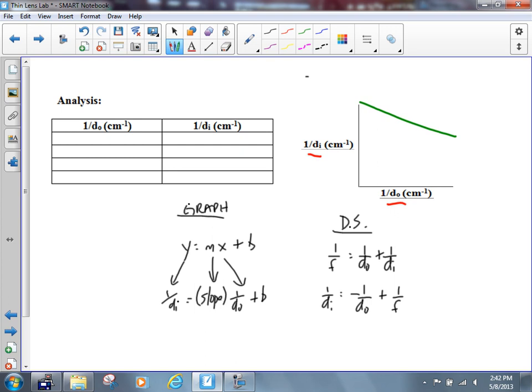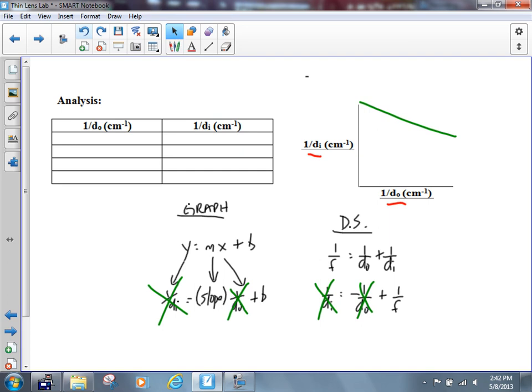Now let's cross off some things that appear in both. 1 over di appears in both. So let's get rid of it. 1 over do appears in both. So let's get rid of it. What are we left with here? Well, we've got the slope over here. The slope is equal to negative? What does that mean?